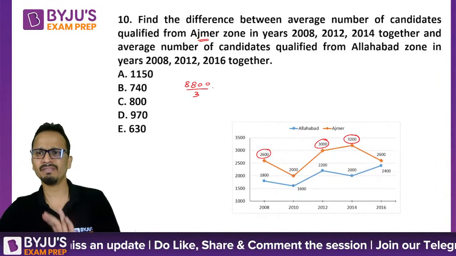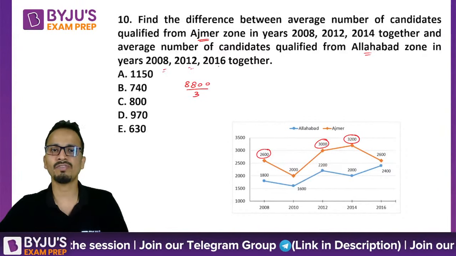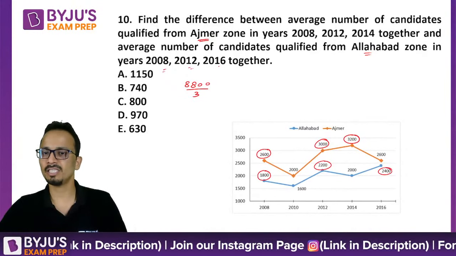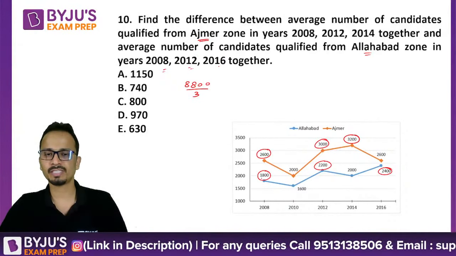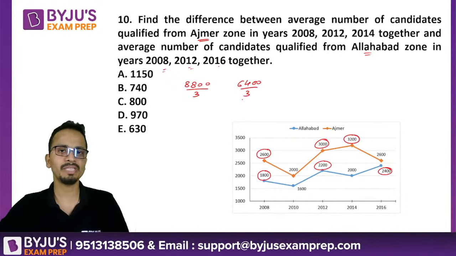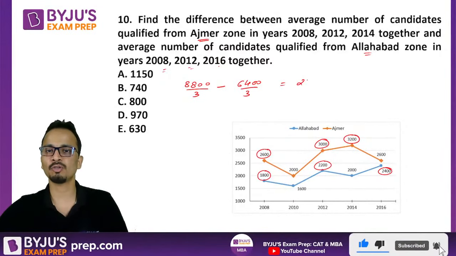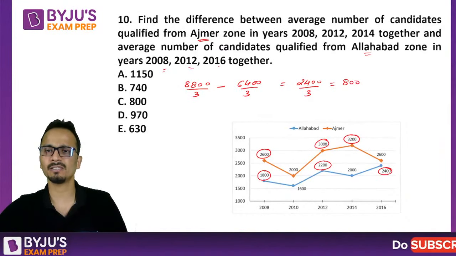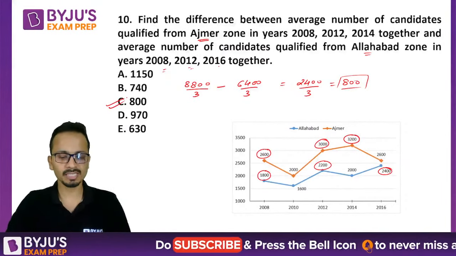I'll not divide it by 3, I'll leave it as it is. And what do we have to take the difference with? Allahabad zone in the years 8, 12 and 16. So Allahabad for 8, 12 and 16. Let's calculate the sum. So 46, 56, 64. So 6400 divided by 3 will be the average for Allahabad. We have to find the difference of this. So calculate the difference, it will come out to be 2400 divided by 3. Now you can divide it by 3 and get the answer. It will be equal to 800. So a very simple, straightforward question. Option C is absolutely correct.